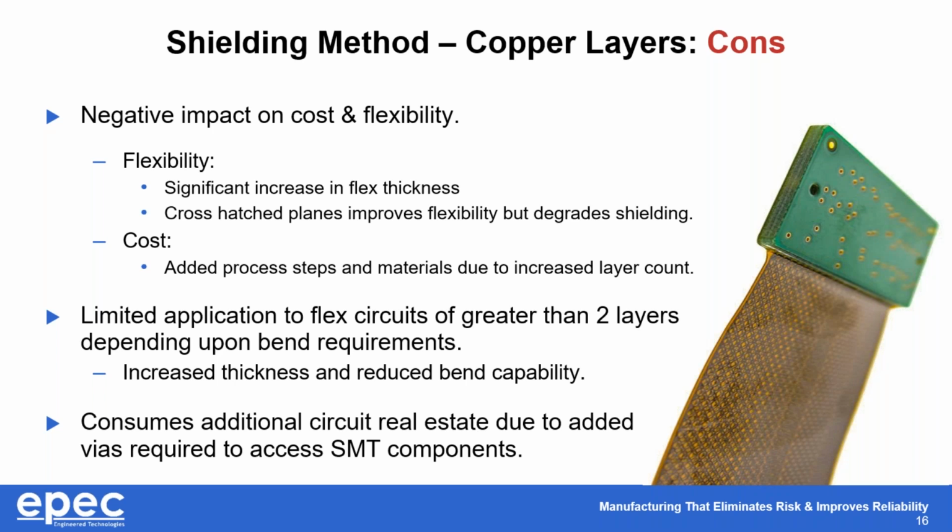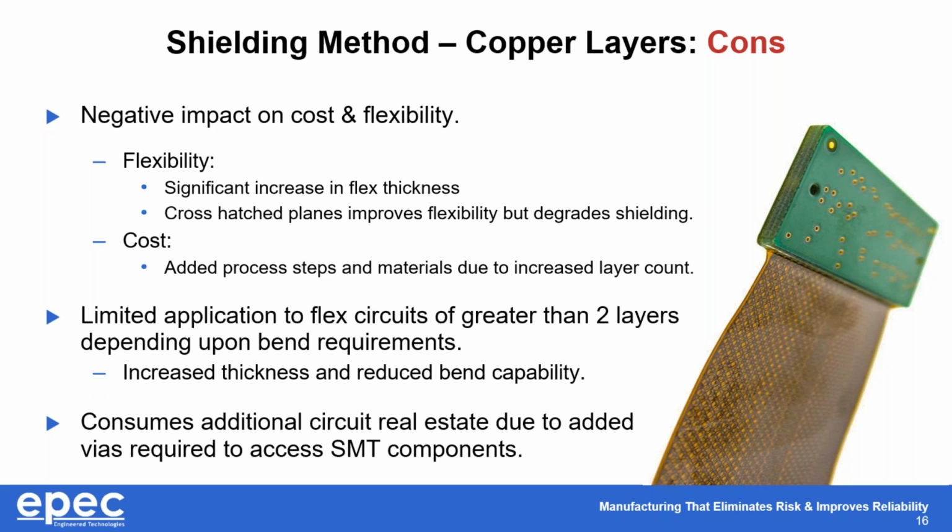You can use a crosshatch plane, which will improve the flexibility to a degree beyond that of a solid copper plane. But there's an argument to be made that it starts to degrade the quality of the shielding. And while crosshatching does improve flexibility, it tends to be more of an incremental improvement. It's not by any means an order of magnitude.